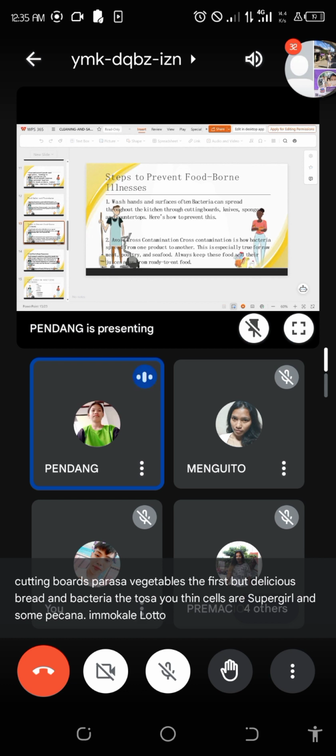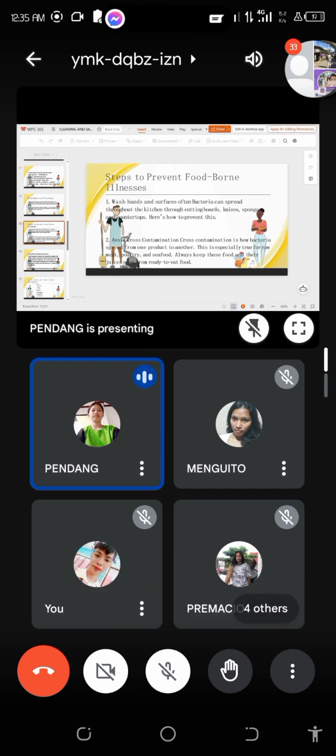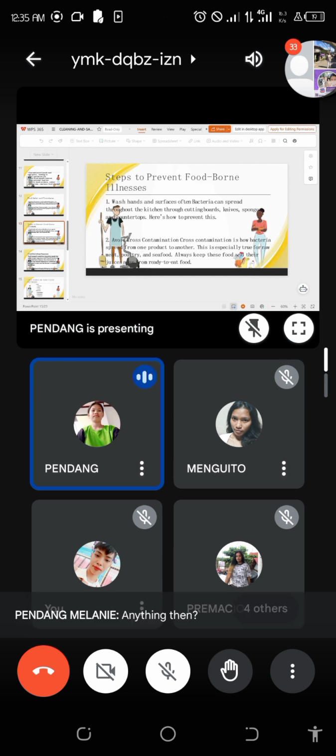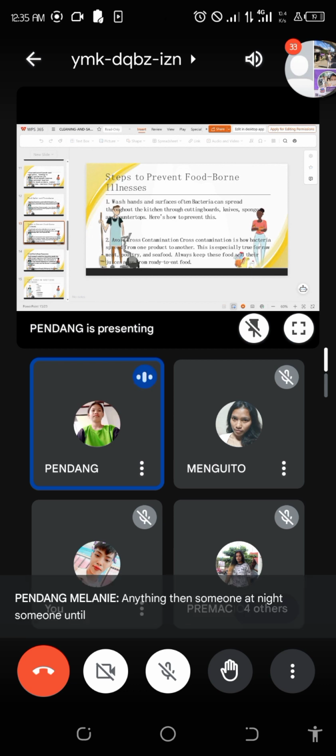Always wash the cutting boards after cutting the meat, ingredients, or anything else. The knives and utensils we use should also be washed after cutting the meat or ingredients.